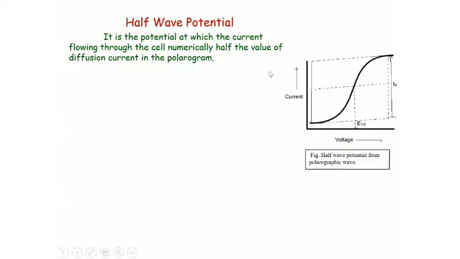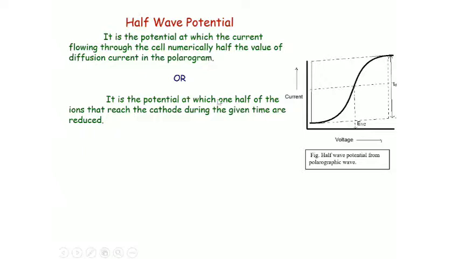The potential at which the current flowing through the cell is numerically half the value of the diffusion current in the polarogram is called the half wave potential. Another definition is that it is the potential at which exactly half of the ions that can reach the cathode during the given time are reduced. That means exactly half the number of ions get reduced. That potential is called the half wave potential.